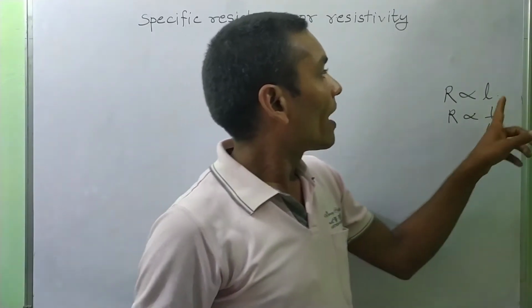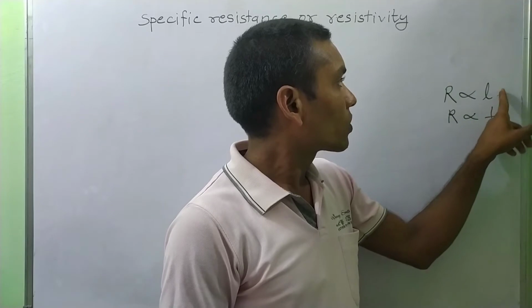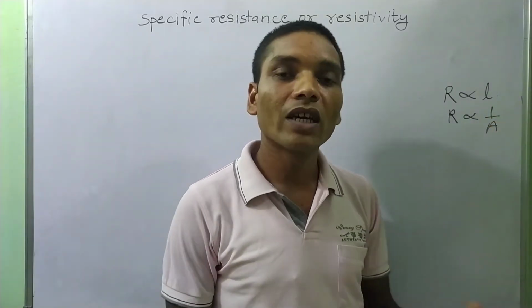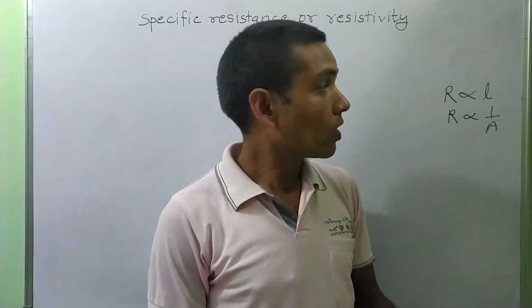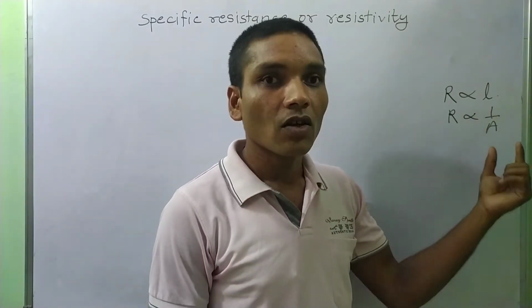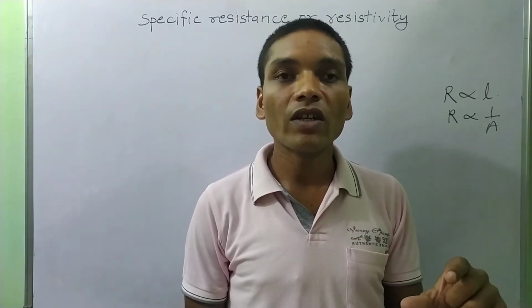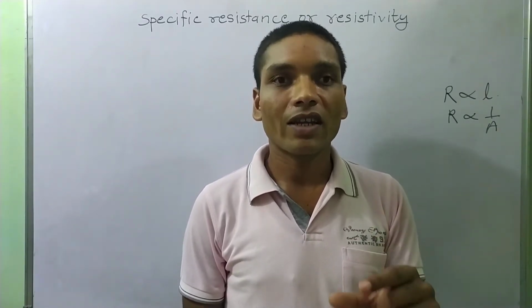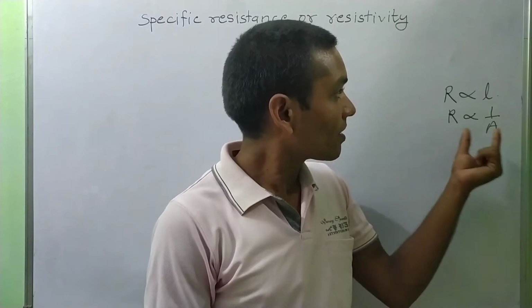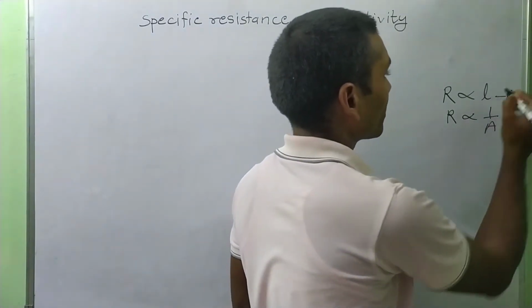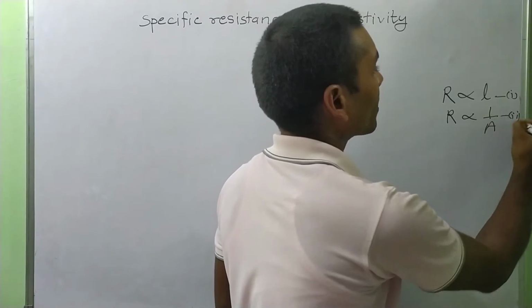Here, why is R directly proportional to the length and why is R inversely proportional to the area of cross section? If you did not get this, watch my previous video. The heading of that video is the electrical resistance. Then you will get this properly. This is the first equation and this is the second equation.